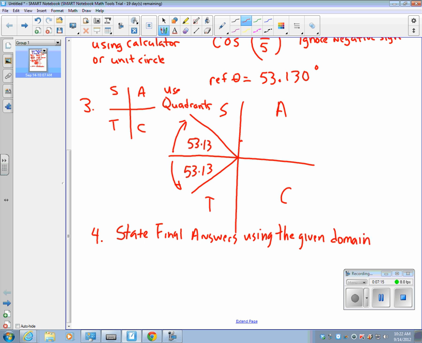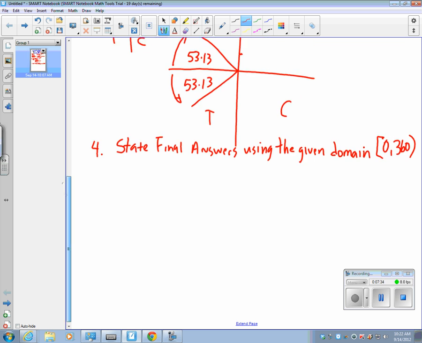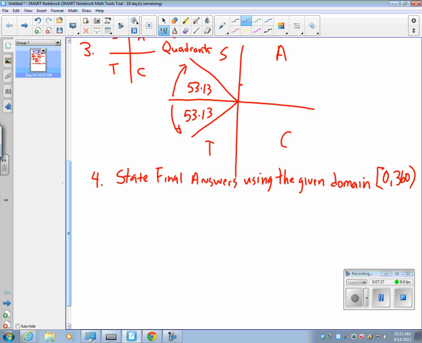Our domain was from 0 to 360 degrees, right? That's where all of our answers are supposed to be between. You get that? That was stated in the beginning, right? So this is always stated at the beginning of the question. So, in other words, we know that we're supposed to be 53.13 degrees away from this line, but what is that line?